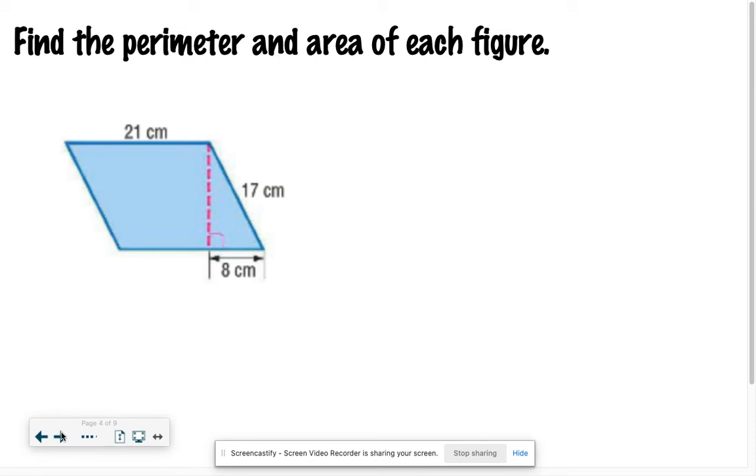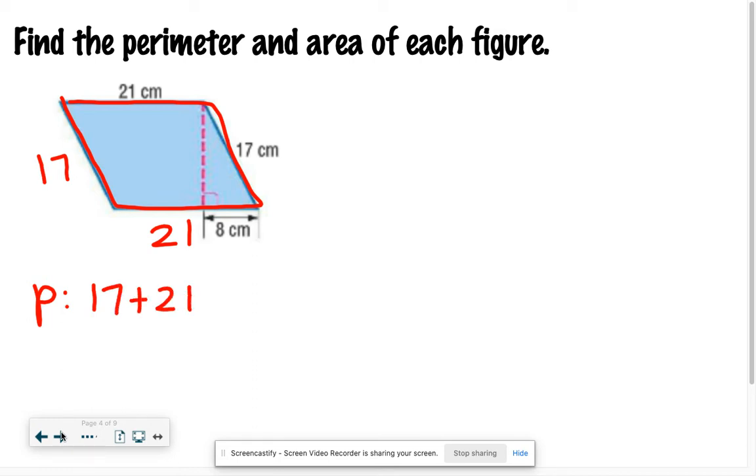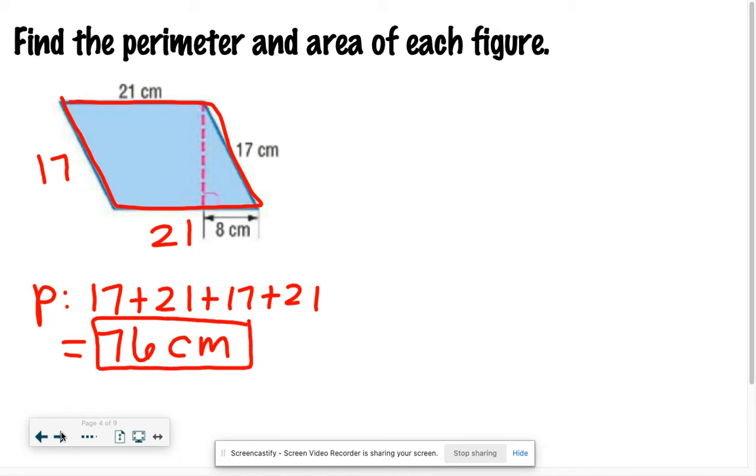So we're going to do some examples here. It says find the perimeter and area of each figure. So let's start with the perimeter, since that's what it says first. Remember, perimeter is if you were to walk all the way around this parallelogram, how far would you walk? Don't forget, opposite sides of parallelograms are congruent. So over here would be 17, down below would be 21. So for perimeter, we would have 17 plus 21 plus 17 plus 21 for a grand total of 76. And then your units would just be centimeters. It's a linear measure, 76.